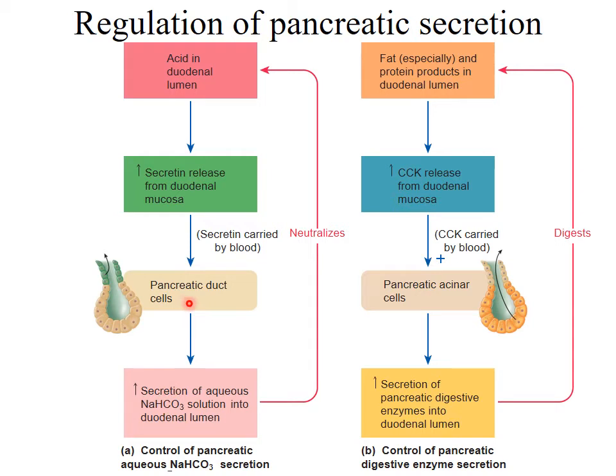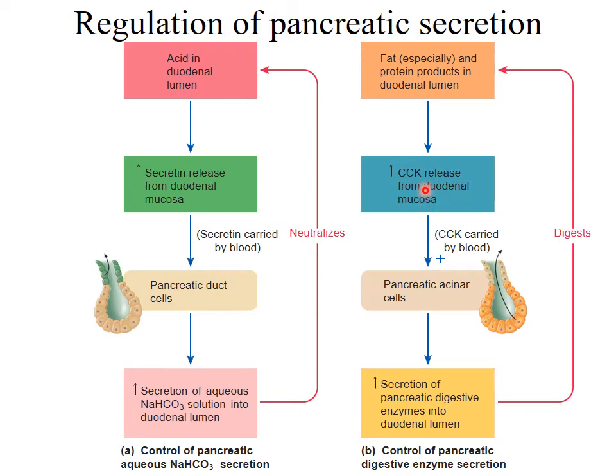Remember that the pancreatic duct cells play an important role here. They secrete the bicarbonate-rich secretion, but which hormone is responsible? It is secretin, released from the duodenal mucosa, which stimulates the pancreatic duct cells. Now let us see what happens when fat enters the duodenal lumen. Fat and protein digested products will stimulate another hormone called CCK, cholecystokinin, which is released from the duodenal mucosa.